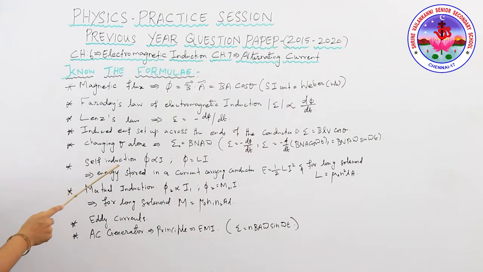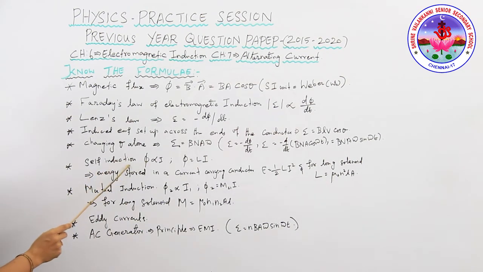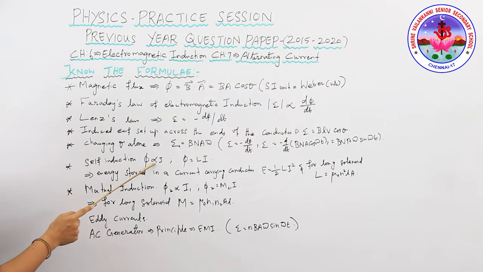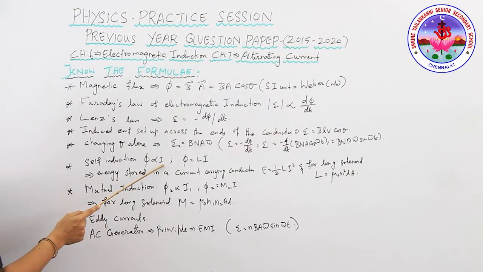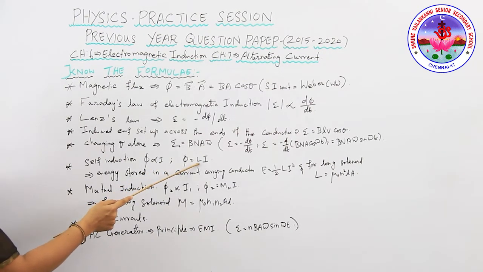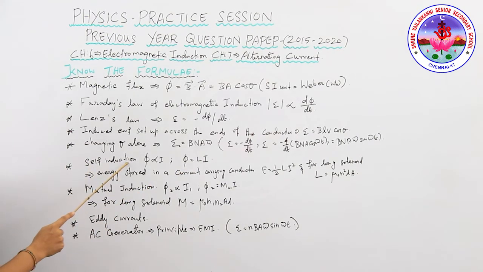The next one is self-induction. In self-induction, phi is directly proportional to I. Which means the phenomenon of electromagnetic induction, or the EMF of a coil due to the change in current, or we can say the magnetic flux linked with the same coil. The magnetic flux linked with the same coil, so phi is directly proportional to current I, that means EMF. So phi is equal to LI. Here L is the proportionality constant, the self-inductance.